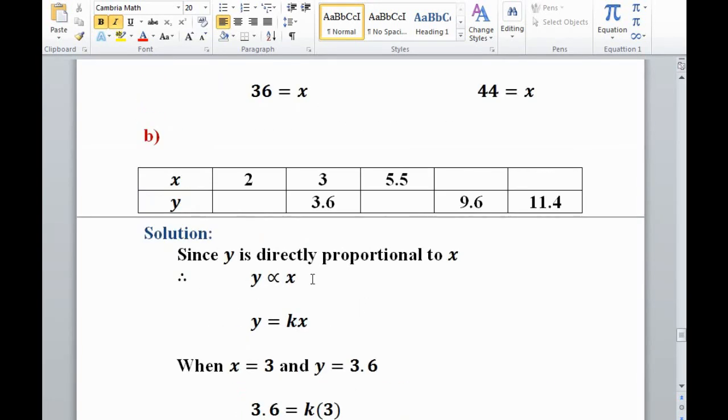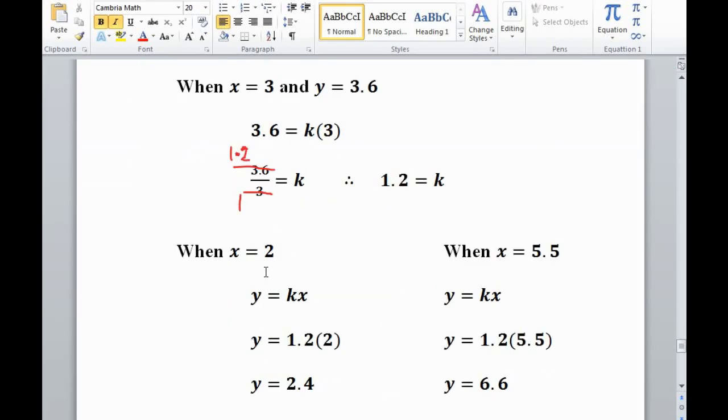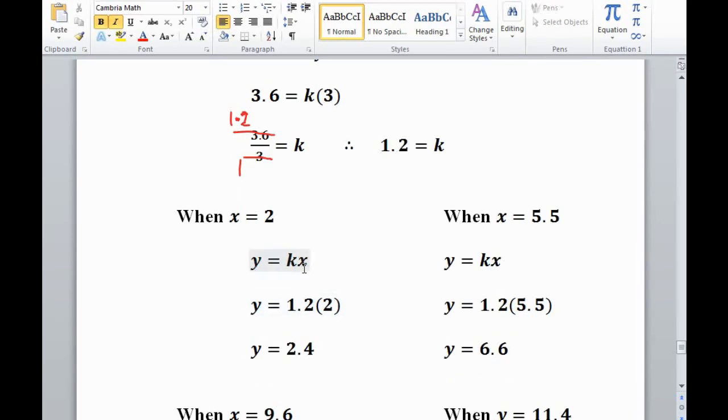And now in the first column from this table, we have given the value of x, which is 2. So x equals 2, and we have calculated the value of k, which is 1.2. So by putting these two values in the equation y equals kx, the equation becomes y equals 1.2 times 2. By taking the product of 1.2 and 2, their product is 2.4, which is the value of y.